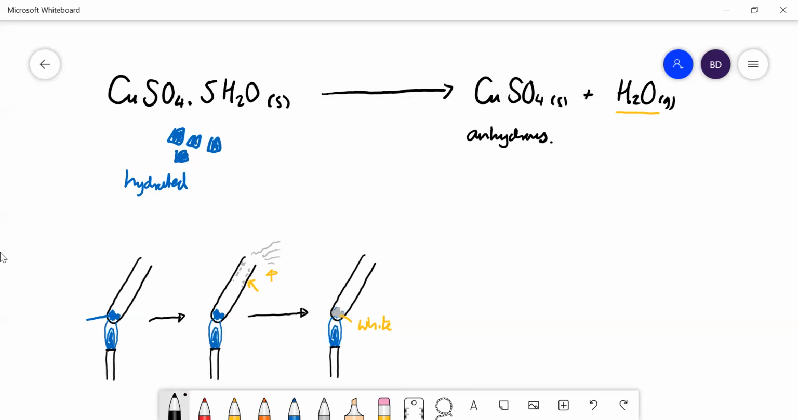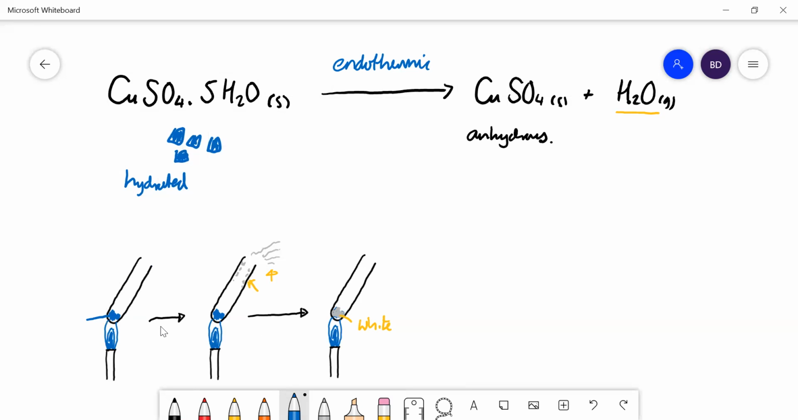Now this reaction is endothermic. It takes in heat energy, converting energy from the thermal store into the chemical store. So it's endothermic. Now you can easily reverse this reaction.